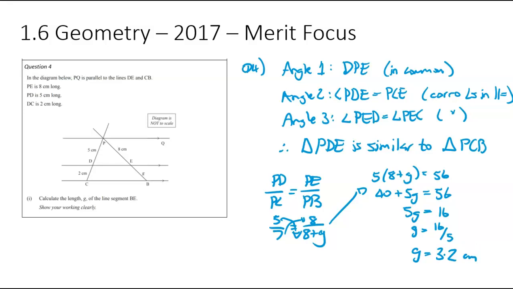So yeah, I suppose it's a tough question, but we figured out they were similar triangles. We then used the ratios of the sides to find out that G was equal to 3.2.